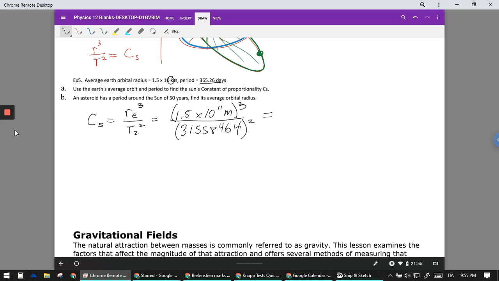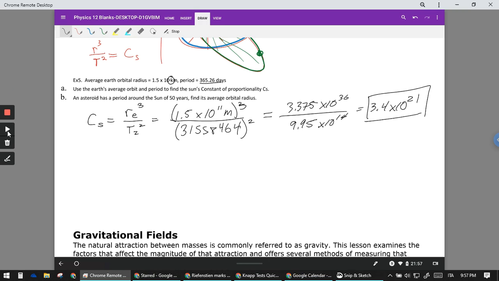I'm going to pause and make sure I plug this in the calculator properly. All right, so there you go. We're getting about a 3.4 times 10 to the 21. Okay. Units on that, by the way, are meters cubed per second squared, which makes perfect sense because these would be in meters and these are in seconds. I forgot to write that here. Seconds. Okay. Anyway, there it is. That's our constant of proportionality.